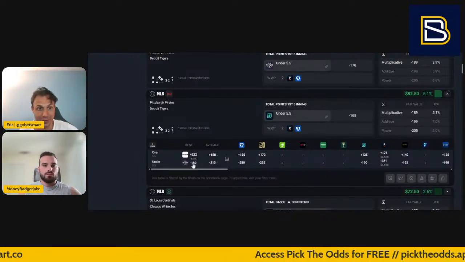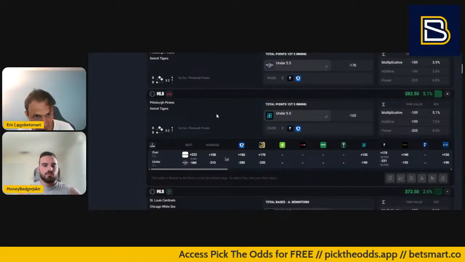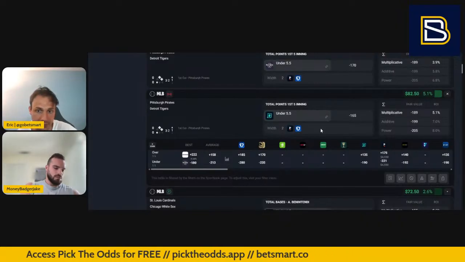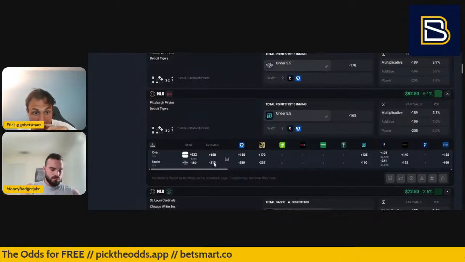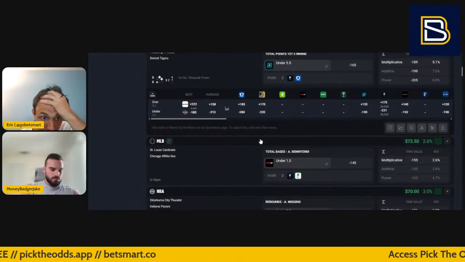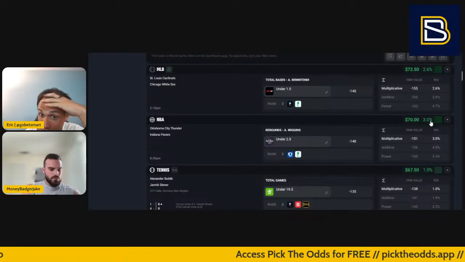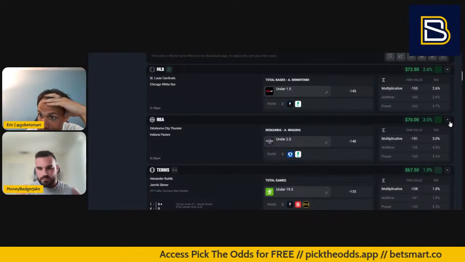If you don't expect Heaney to get shelled and you still want to back Scoops here, because this is gone, and now this is gone, this Hard Rock is still showing the best price there on live. Andrew Wiggins under 2.5 rebounds, 3%, Jake, at Hard Rock.